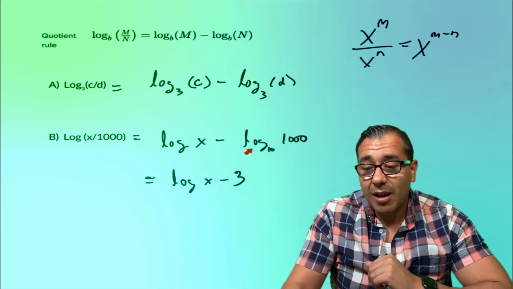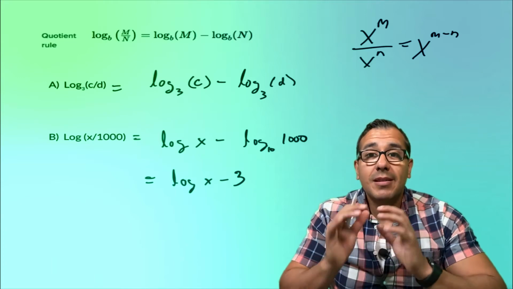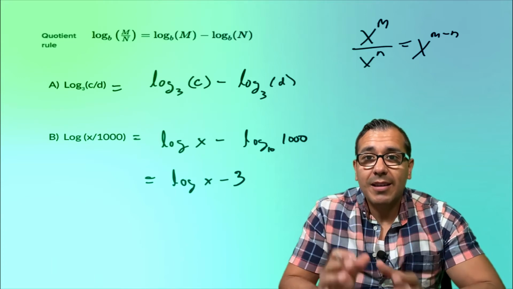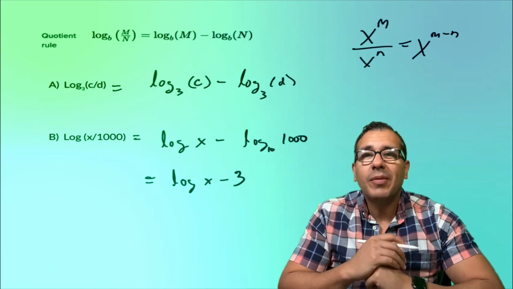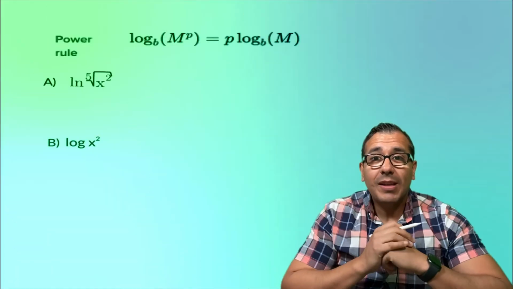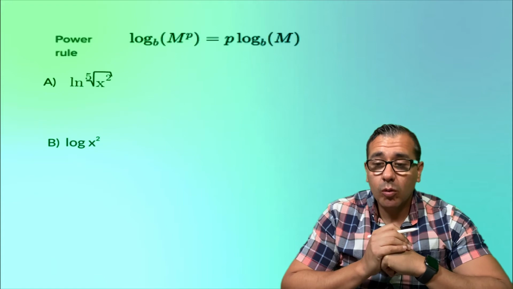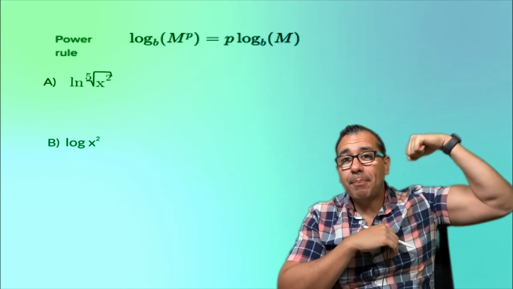Because what does the log represent? It represents an exponent. A log is an exponent. Remember that, you'll go places. All right, so next we're going to jump into that power rule. It's all about that power.